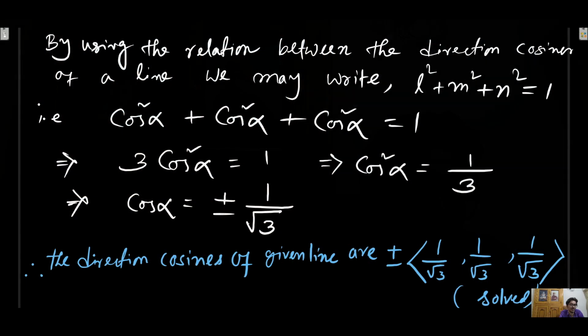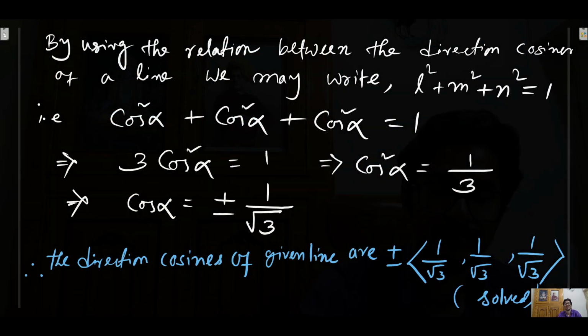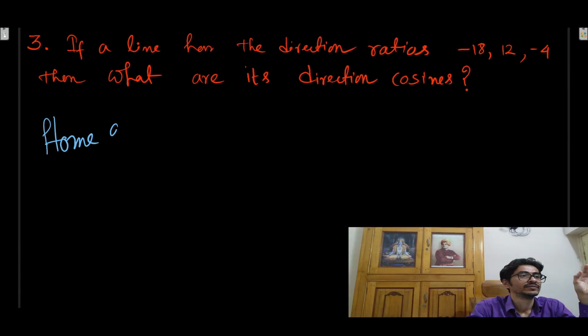So to understand all the concepts of three-dimensional geometry, you have to go stepwise. First you have to learn lecture 1, 2, 3, 4, then come to lecture 5, that is this lecture, and solve the problems. Then you can easily understand all the concepts hidden within the problems. So now we move to the next problem. If a line has the direction ratios minus 18, 12, minus 4, then what are its direction cosines? This problem will be given as home assignment.